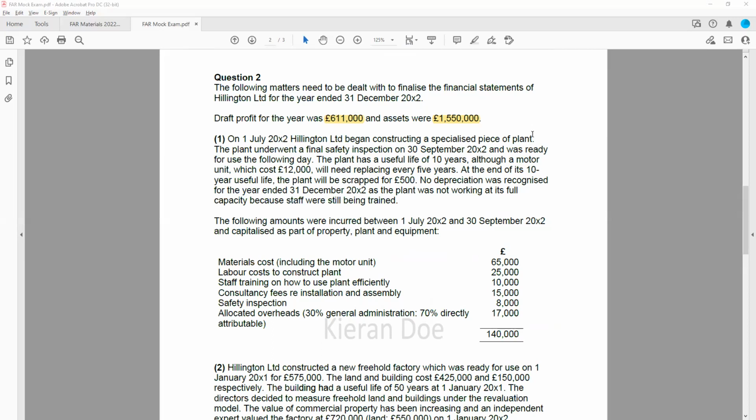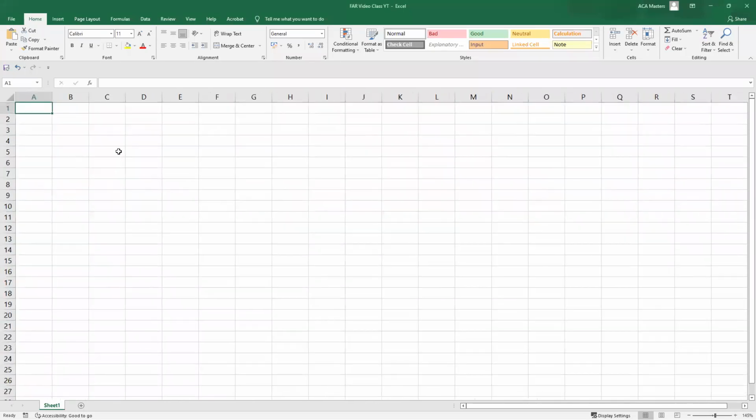And I'll demonstrate this now as we go through. So the first thing that I would always do would be to set up the draft profit for the year.